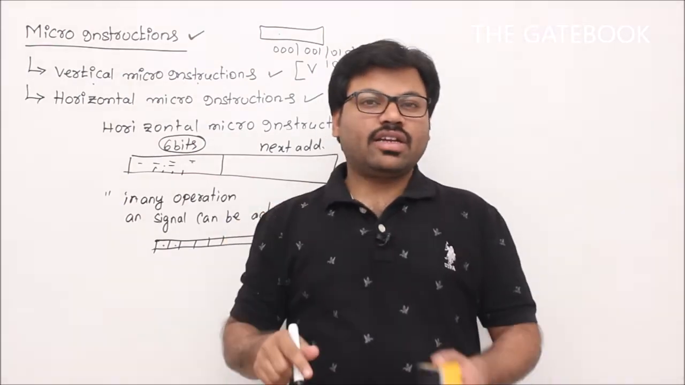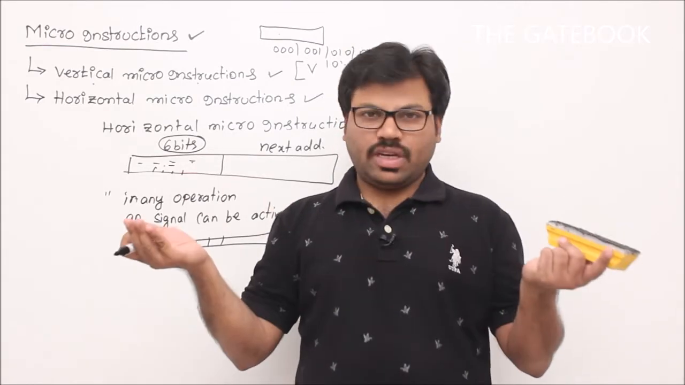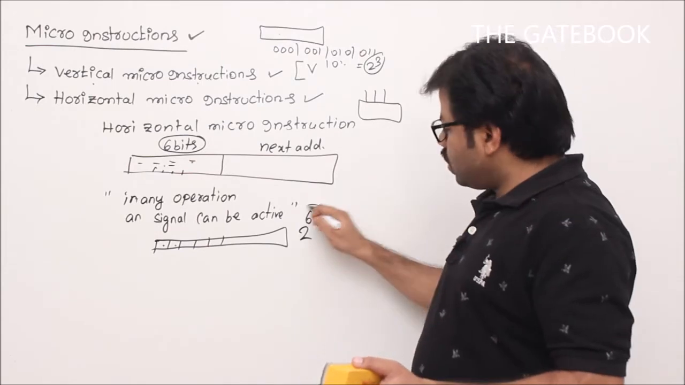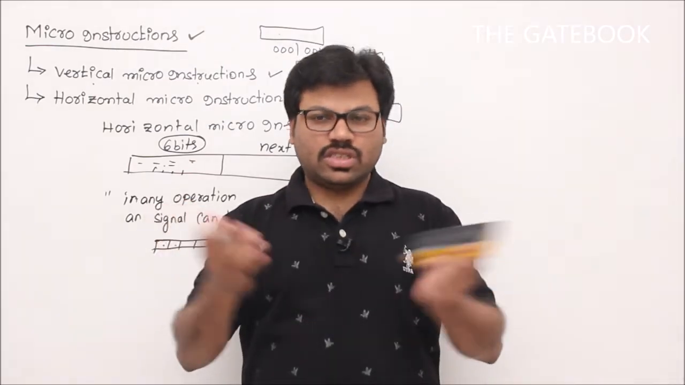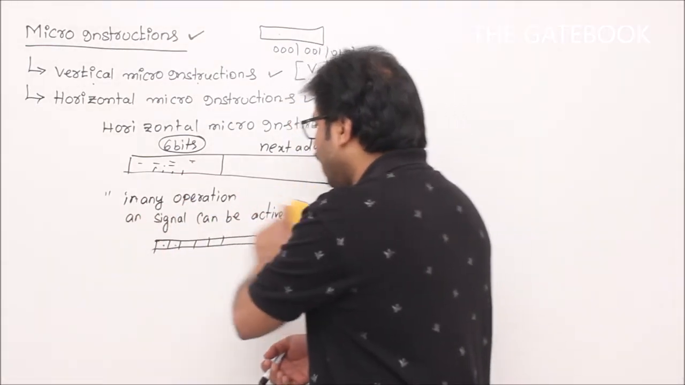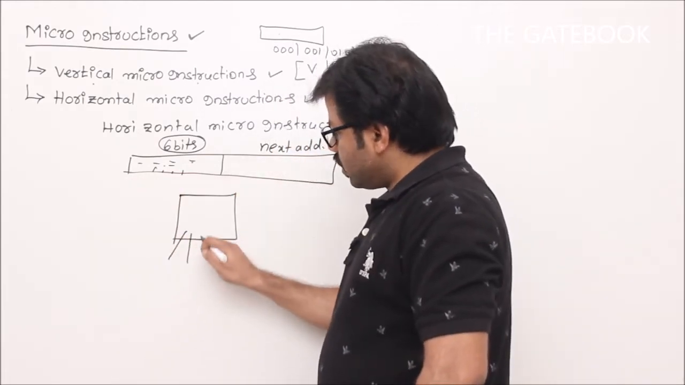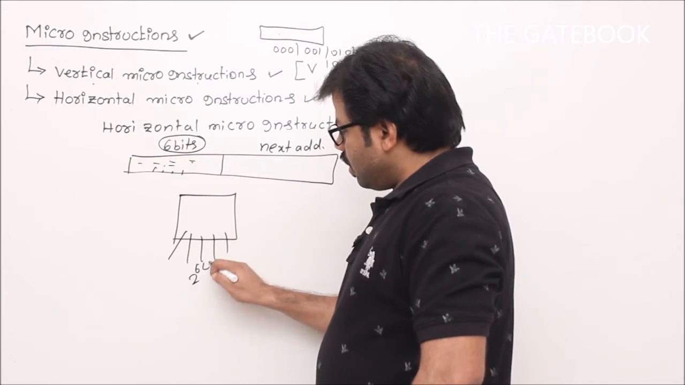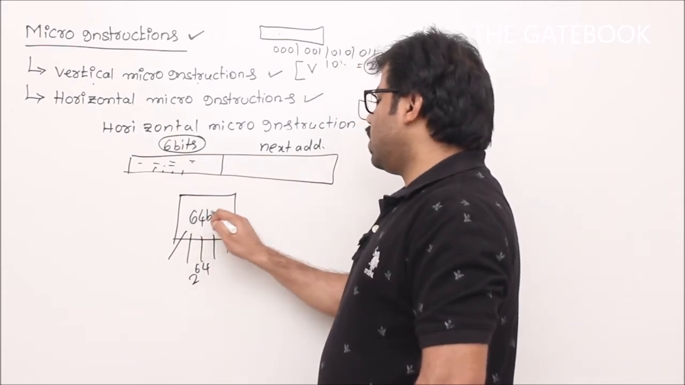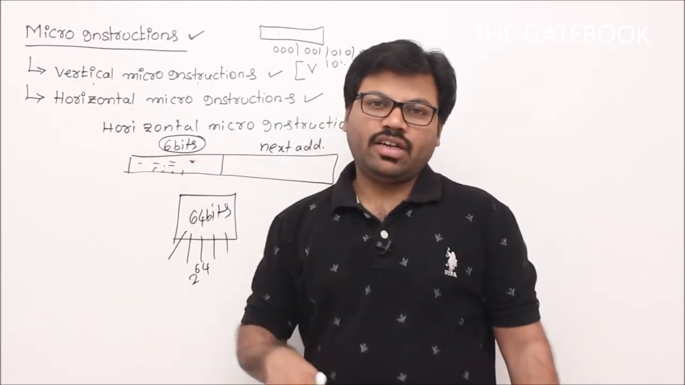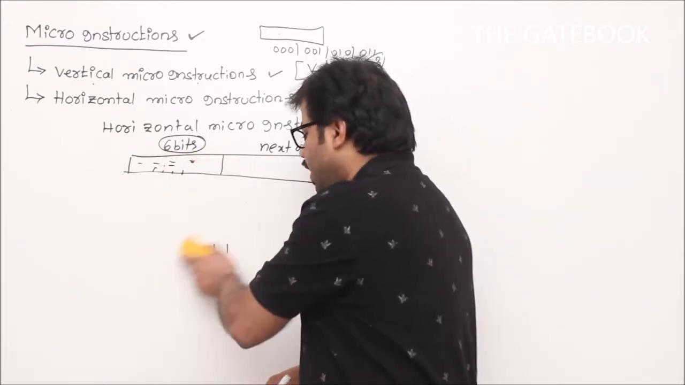Now your decoder, to generate 2 to the power of 3 possibilities, requires a 3-bit input. Here also, to generate one of the 2 power 64 possibilities, your decoder requires 64 bits. So that's why we can't do any optimization. This will be the best one, right? But generally it is not the case.